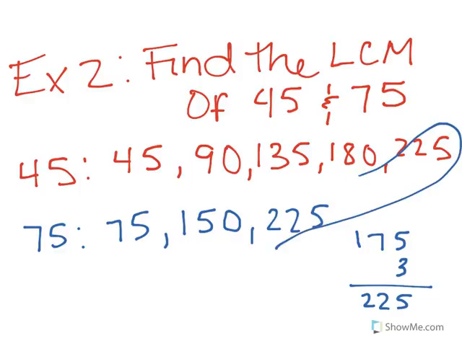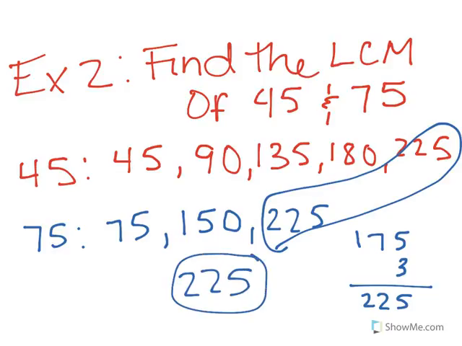If you notice, it's the smallest one that they have in common. So 225 is my least common multiple of 45 and 75. Notice I just stopped, just like I did in the last one. Once I found that there was something in common, I stopped. I didn't bother wasting my time continuing to multiply 75 out.